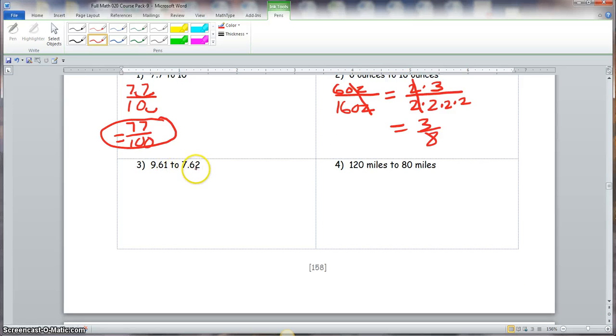Now, we look here, 9.61 to 7.62. Let's try this. Before we write in the fraction, let's get rid of these decimals. So we need to move this decimal 2 places. So then we need to move this decimal 2 places. And both of them still do not have any other decimal. So it'll be 961 all over 762. So they have nothing else in common. So we're done with this problem here.